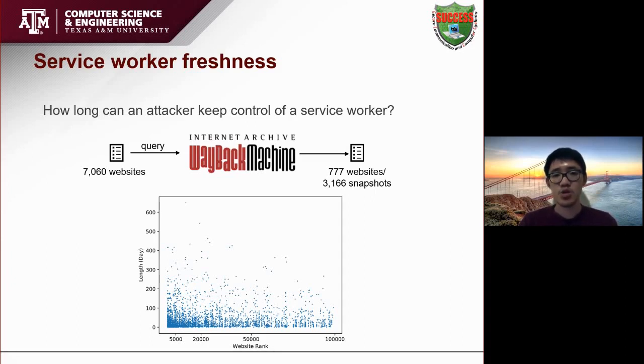This scatter plot shows the link between updates of service worker files based on website ranking. On average, a website updates its service worker every 40 days, while the median is 20 days, and the longest time without an update is almost 2 years. This signifies the problem of service worker cross-site scripting, as an attacker can leverage a compromised service worker for a long period of time.